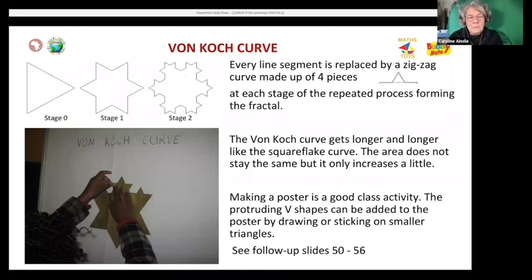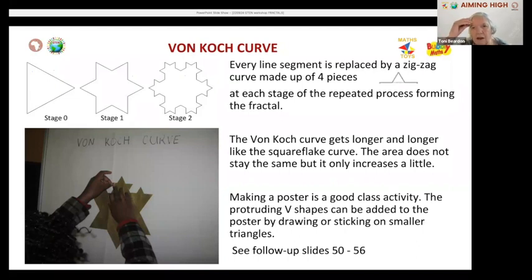So we're going to just emphasize here that it's similar to this square flake. It's a curve. It's only the outer edge that we're interested in. Of course, we've got triangles. That's what Caroline's been talking about. But it's only the outer edge. So it's a curve. And there's a zigzag that replaces each edge at each stage. You replace the edge by a zigzag. And you can ask the same questions.